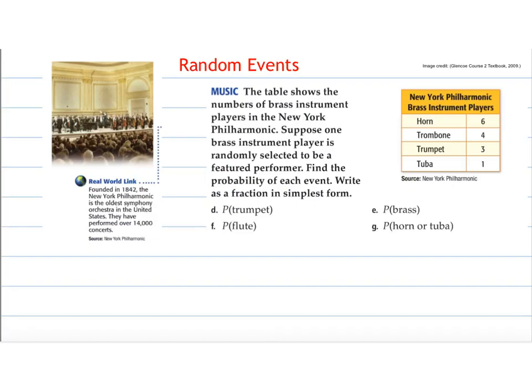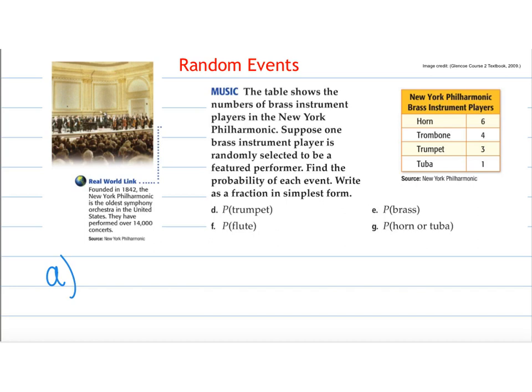Okay, so we're looking here at these, so again, random events. They're all equally likely to happen, and we're just trying to figure out the probability that they would. So the table shows the number of brass instrument players in the New York Philharmonic. Suppose one brass instrument player is randomly selected to be a featured performer. Find the probability of each event and write it as a fraction in simplest form.